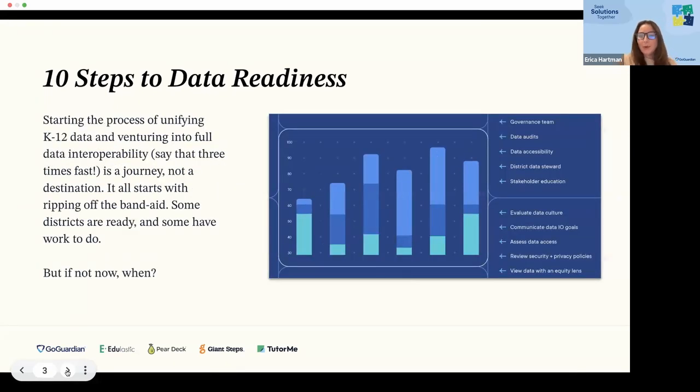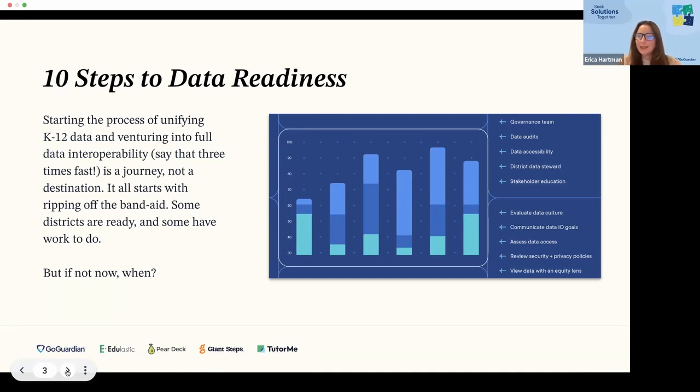So as I said before, we're going to go over the 10 steps. Data interoperability is a hard word to say, so the cool kids say data IO. So we're going to be saying that today. And I want everyone to know that this process is not easy. It's not quick. In my last district, we had a goal of making a dashboard in 2 years. It actually took 6 years to perfect it.